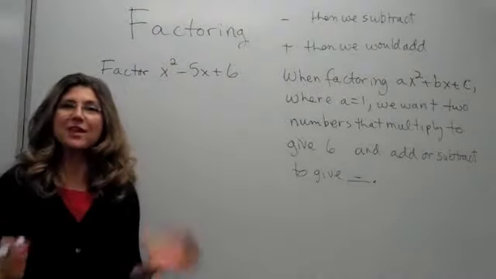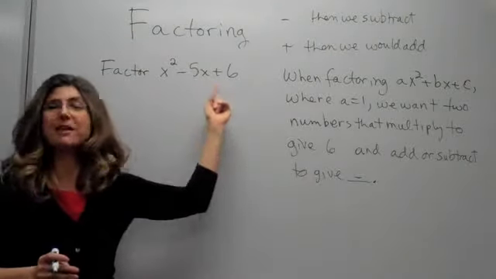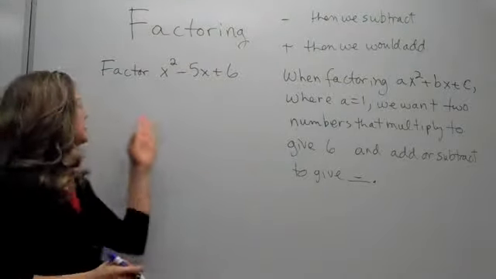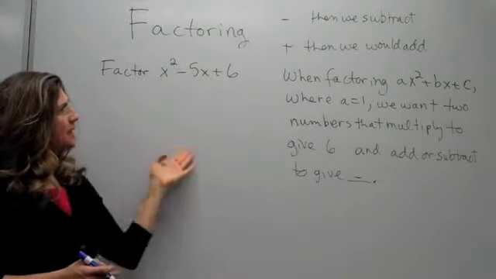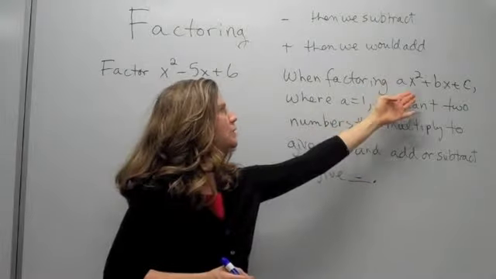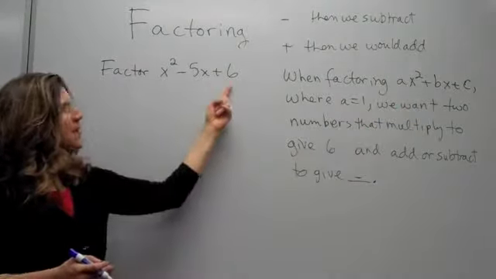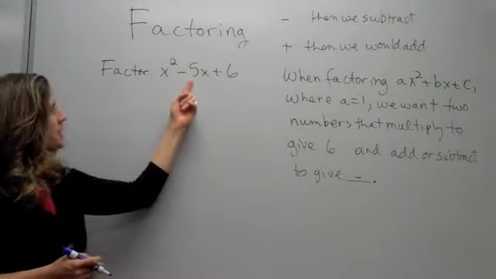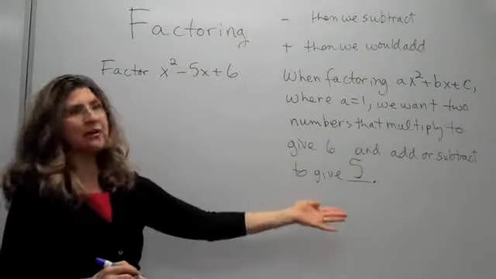All right, so last time we saw what happened if we factored where this sign was negative. Let's see what happens if we factor a similar problem where this sign is positive. Suppose we'd like to factor x squared minus 5x plus 6. Again, we are factoring an expression like ax squared plus bx plus c, where a is 1. Thus, we want two numbers that multiply to give 6, the c value, and add or subtract to give this value, 5. How do we know whether we want to add or subtract?